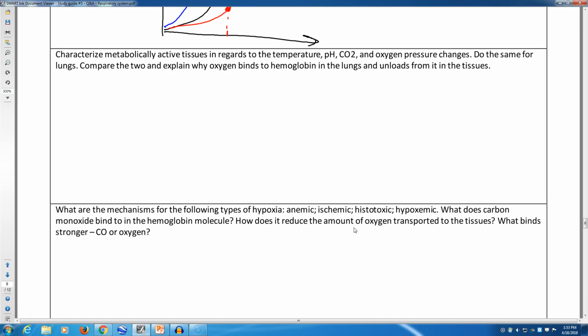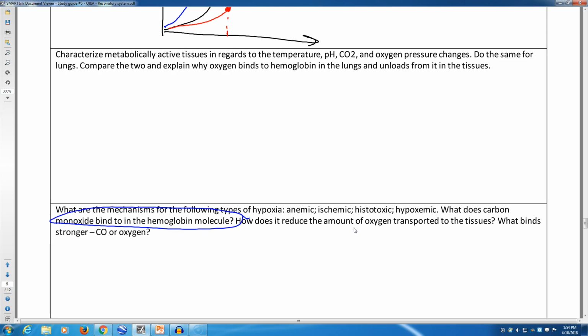Which part? Protein. Carbon monoxide binds. Why is carbon monoxide bad? It binds iron. It competes with oxygen directly. CO2 does not compete with oxygen. Carbon monoxide does. So carbon monoxide binds to the iron.